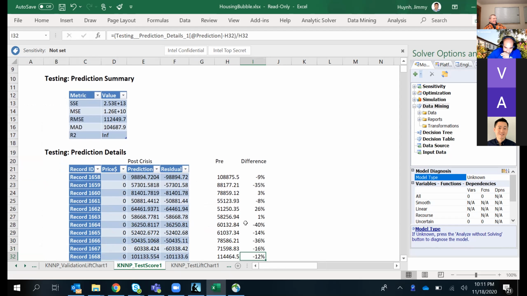Okay, so now that we calculated, what are these percentages supposed to tell us per each house or per each record?